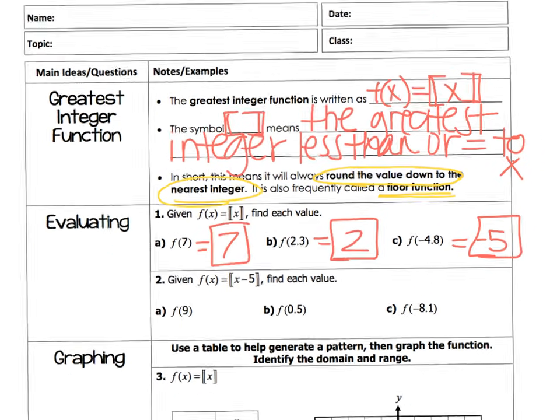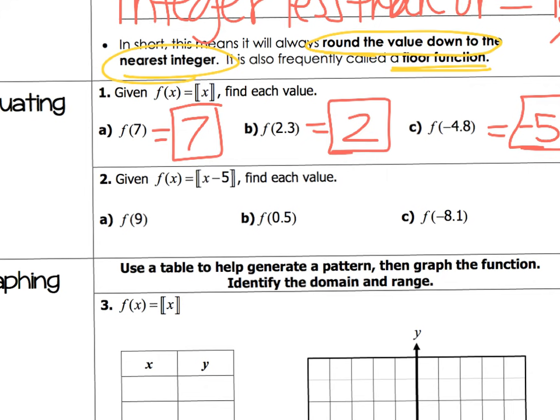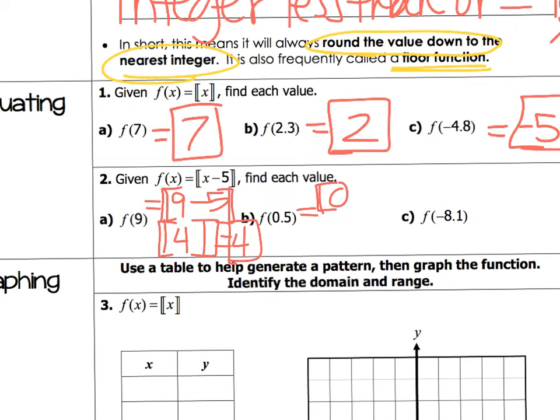Now, for number 2, if we're evaluating given f of x equals the greatest integer of x minus 5, and we want to find each value, we want to plug the x value in. So for A, this equals the greatest integer of 9 minus 5. So this equals the greatest integer of 4, and that's just 4. For B, we want to plug in 0.5. So we would say 0.5 minus 5.